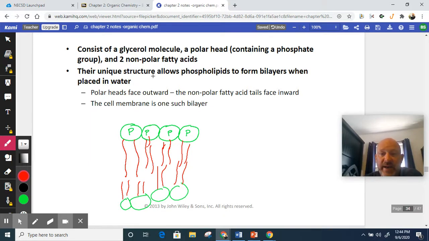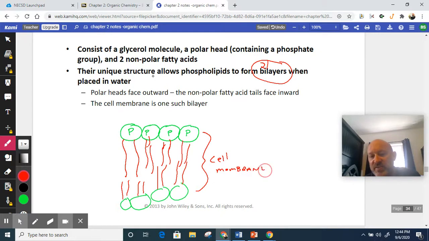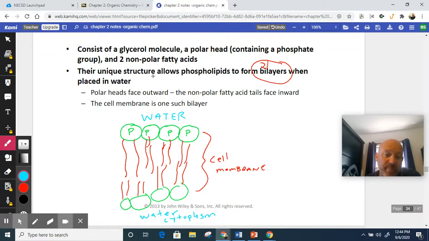And why is it called a bilayer? Because there's 2, bi means 2 layers. We have this layer and we have this layer. So this, what I'm drawing, is a small segment of what's called a cell membrane. So on one side of the cell membrane, there's going to be water on the outside of the cell. And on the other side of the cell, there's going to be water on the inside of the cell. This is called cytoplasm, right? So what separates the inside of the cell from the outside of the cell is this cell membrane.